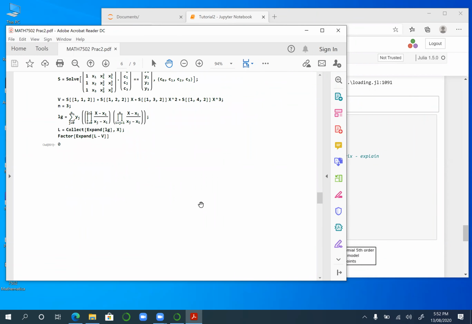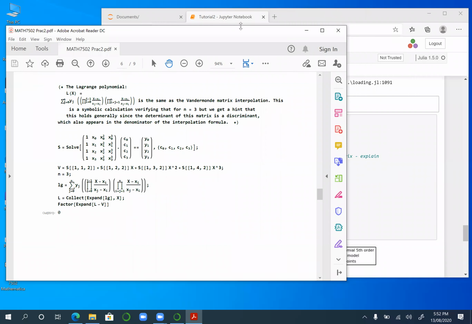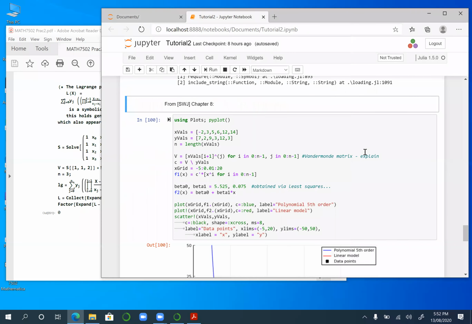Anyway. All right, so back to Julia. We want to be able to do this in Julia. Now keep in mind that Julia doesn't do symbolic calculations.